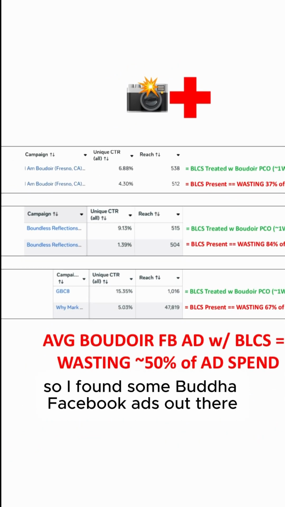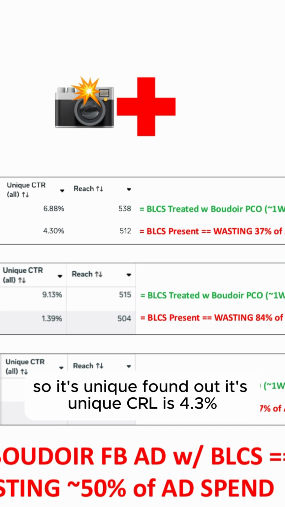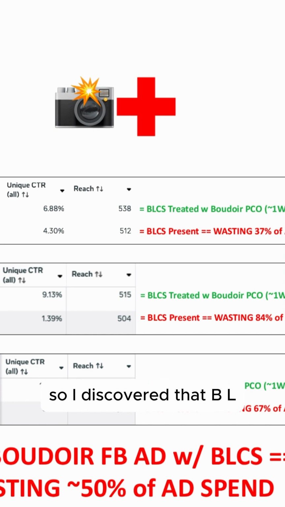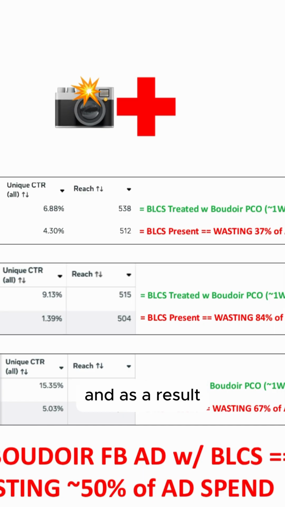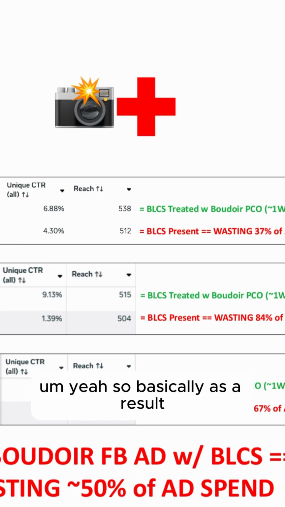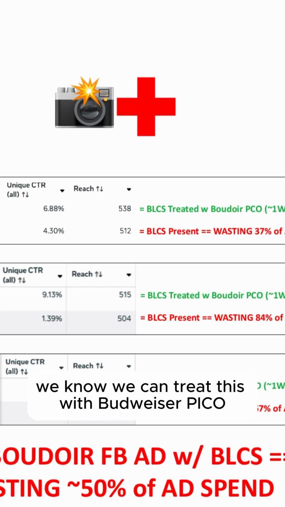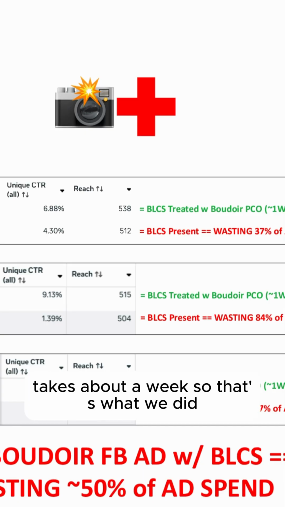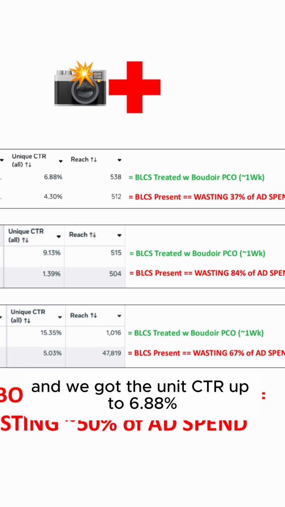Now here onto my residency. So I found some Boudoir Facebook ads out there, brought them to the hospital, tested them. First one up, found out its unique CTR is 4.3%. So I discovered that BLCS is present, Boudoir low click syndrome. And as a result, we know we can treat this with Boudoir Pico. Takes about a week. So that's what we did. Treated it with Boudoir Pico, took about a week. We got the unique CTR up to 6.88%.